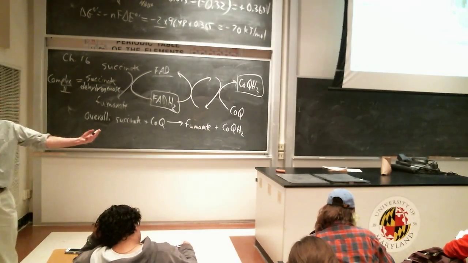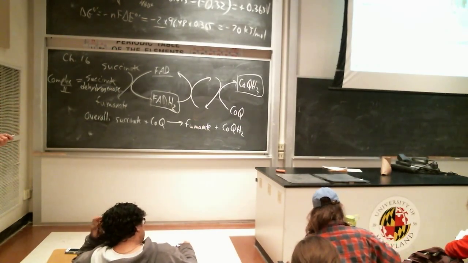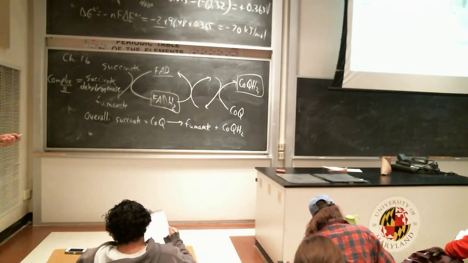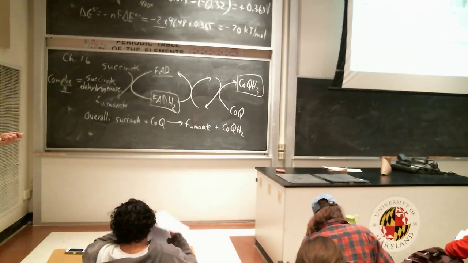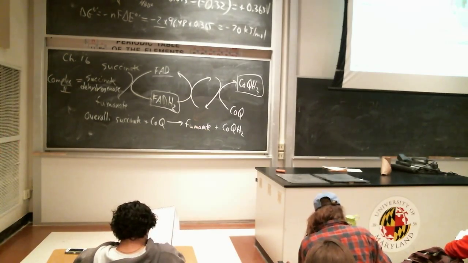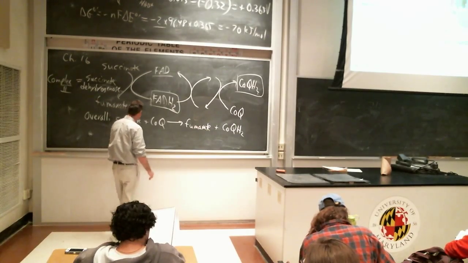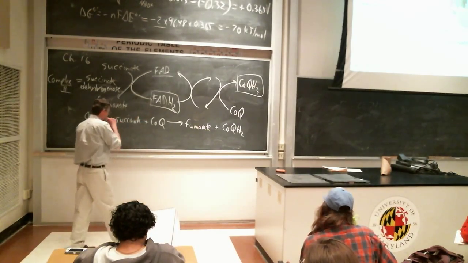It's released from the enzyme into the membrane, where it can diffuse around in the membrane and eventually can find its way to complex 3. So it doesn't matter how the QH2 is formed, complex 3 is the one that's going to oxidize it back to coenzyme Q. Okay.